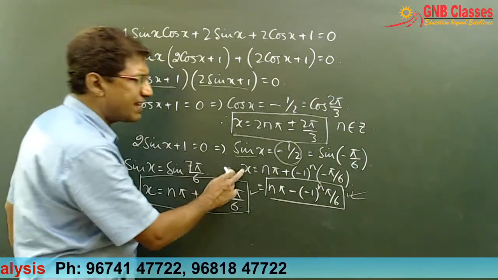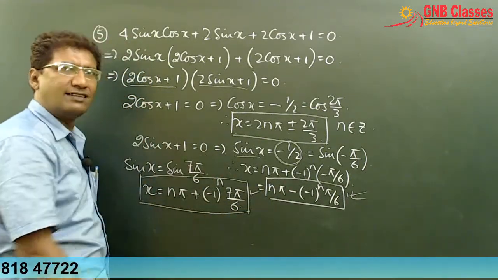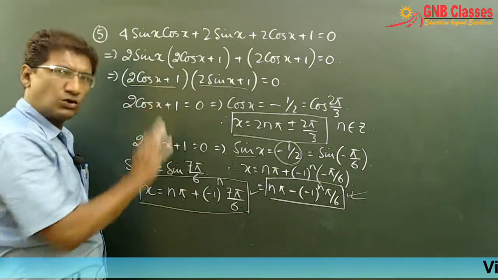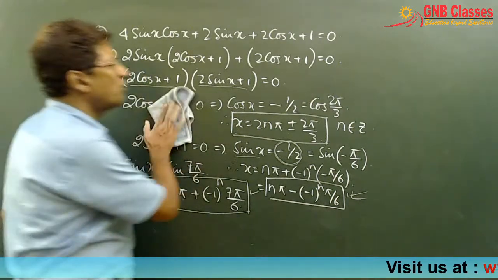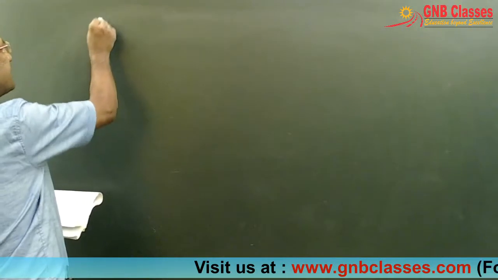That is, the values of x that you will get from here as well as from here, you will get exactly the same. Is it clear to all of you? Have you understood this problem clearly? Now let us move forward. Another problem. Question number 6.